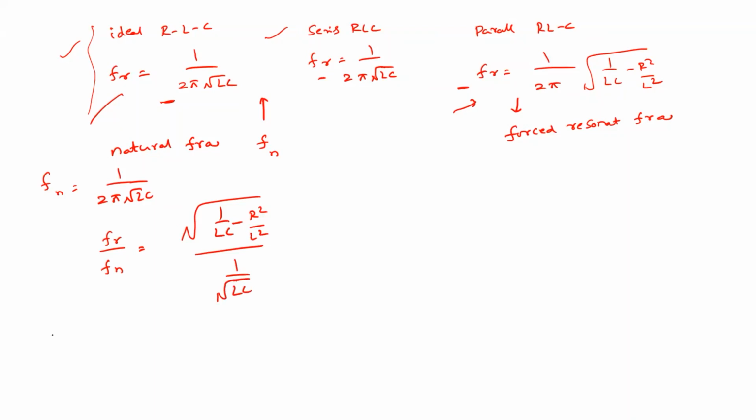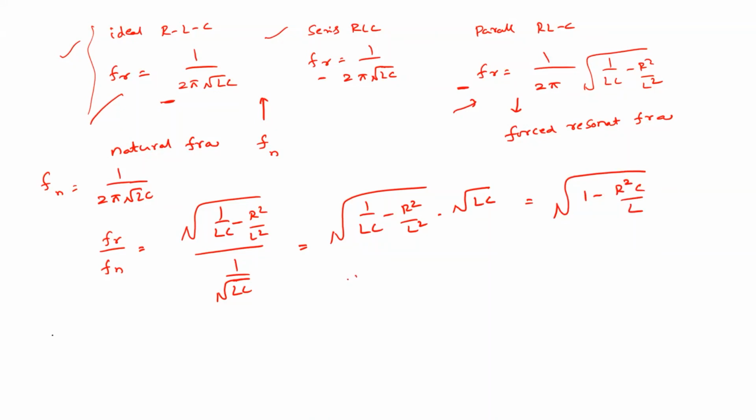Yes, sir. Right. So we will modify this: square root of 1 by LC minus R square by L square, into square root LC. Is this correct? Yes, sir. So this can be written as square root of 1 minus R square C by L. Is this correct? Yes, sir. Okay, R square C by L, right?